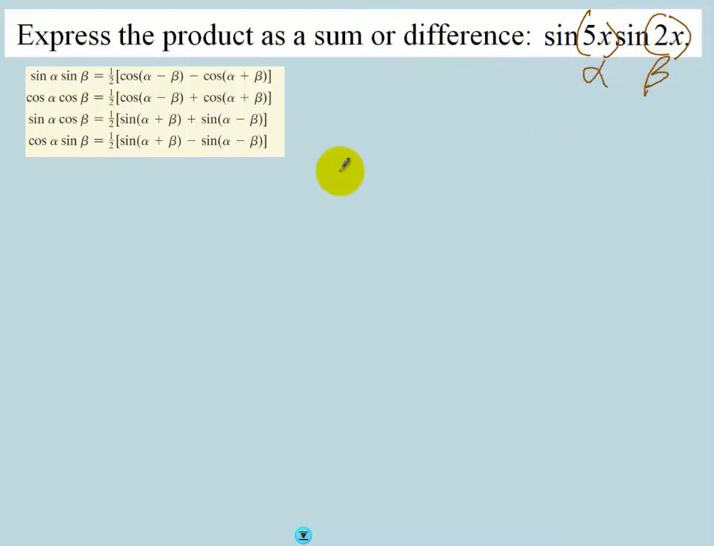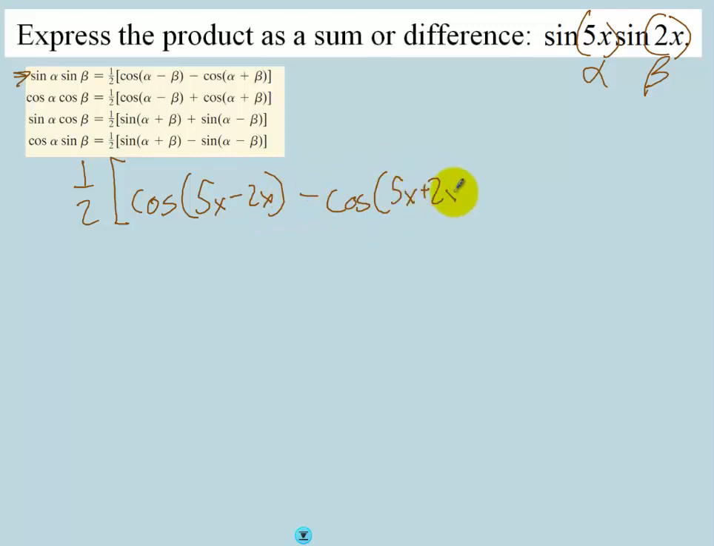And I'm going to use one of these formulas. Well, they're both sines, so I'm going to use this top one right here: sine of alpha times sine of beta. So I can write that as 1/2 times the quantity, and I should do it in brackets, because they already have parentheses, just so there's not so many parentheses there. They basically work the same way. So cosine of 5x minus 2x, alpha minus beta, minus cosine of 5x plus 2x.